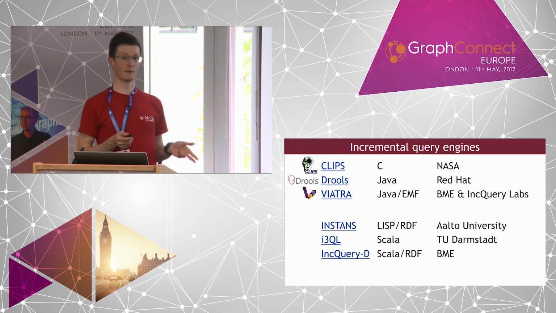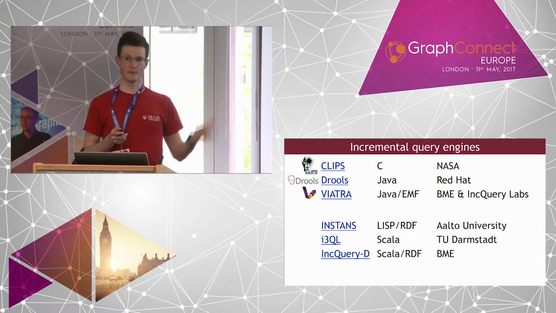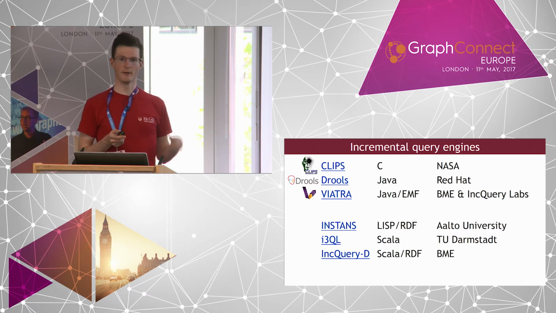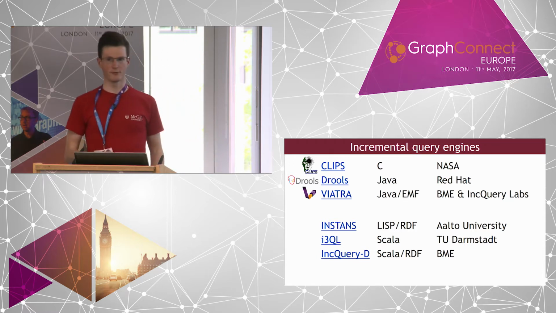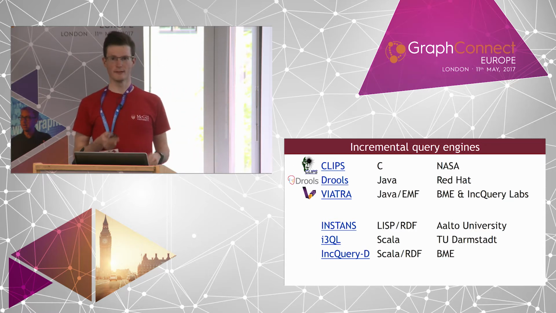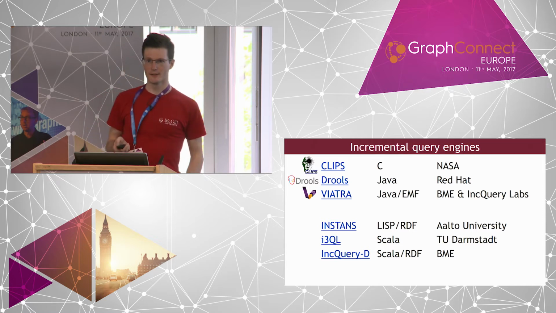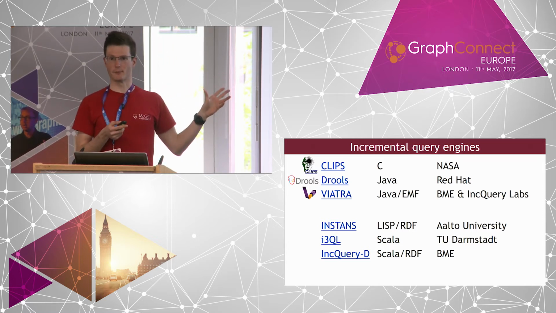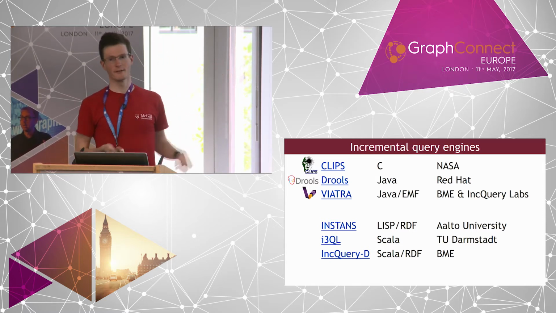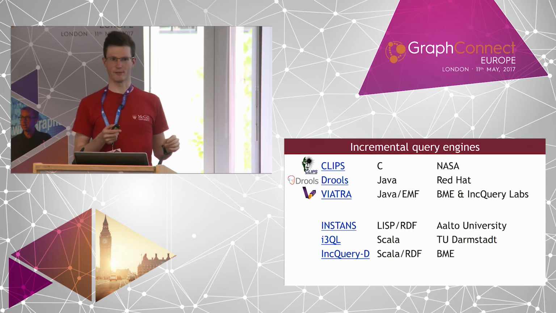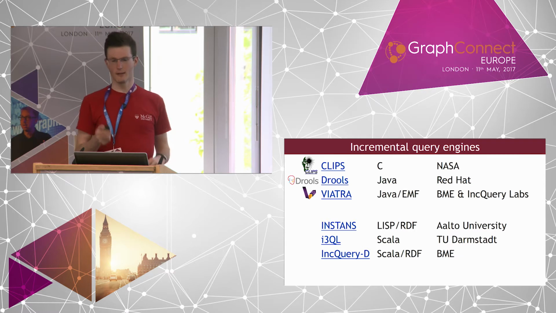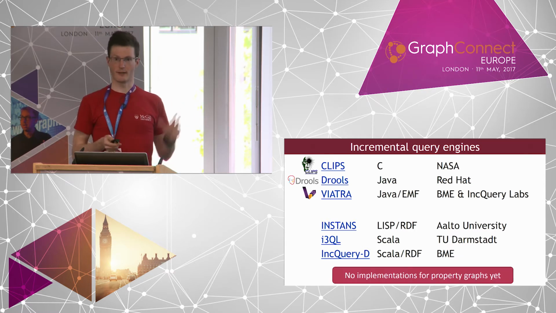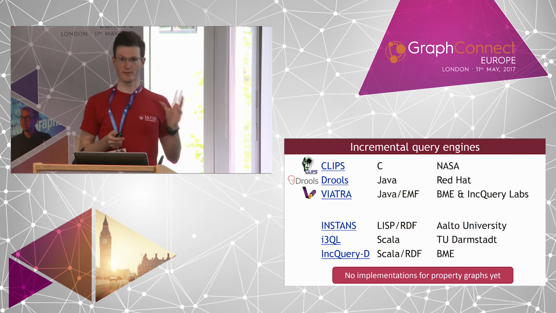Also, there are a couple of academic projects, like the INSTANS system for semantic graphs, the i3QL system, and my early PhD project, the IncQuery-D project. So, if you observe this slide closely, there are a couple of things to notice. The first is that industrial projects have their cool logos. The second is that academic projects are written in cool functional programming languages like Lisp and Scala. But more importantly, there are no implementations for property graphs yet.